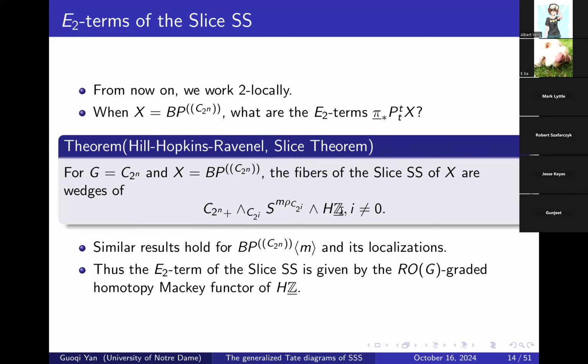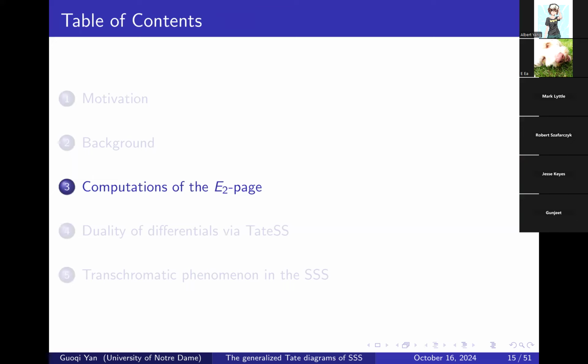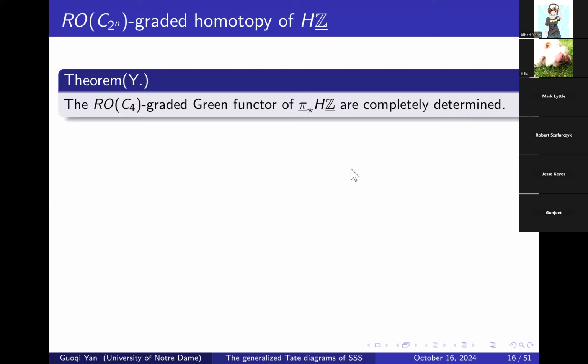So the first task is to understand this homotopy group, and this will give us the E2 page. Now I will introduce a new method of computing the E2 page using the generalized Tate diagram. Firstly, I will present some results. Using this new method of generalized Tate diagrams, the RO(C4)-graded homotopy Green functor is completely determined. The Green functor is just a Mackey functor with multiplicative structure.